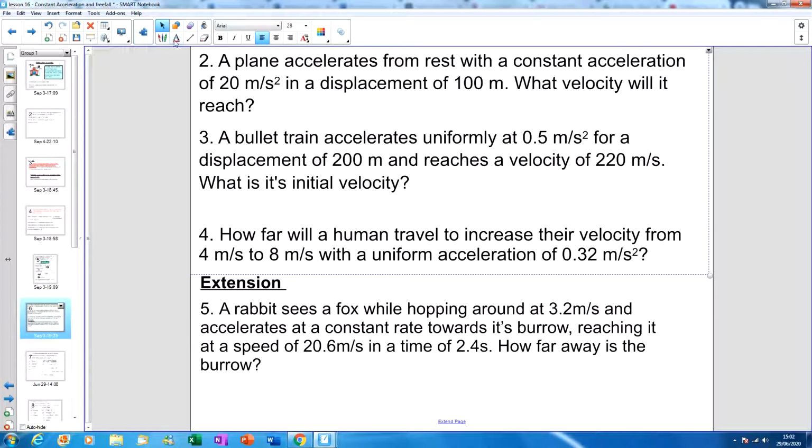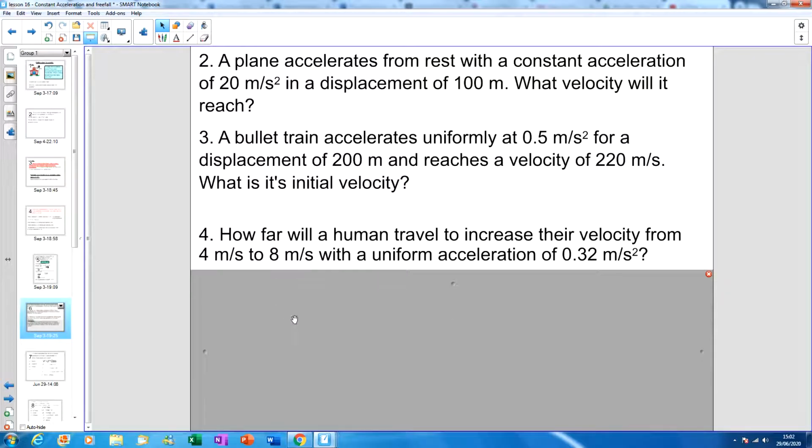I'd like you to ignore the extension here, because I just want to make sure that you get the basics in this video. I would like you to pause the video and try and use that strategy to answer questions 2, 3 and 4. So extracting the information, writing down the formula, rearranging it, putting the numbers in and getting an answer with a unit. It should take you probably 10 to 15 minutes, so have a go.